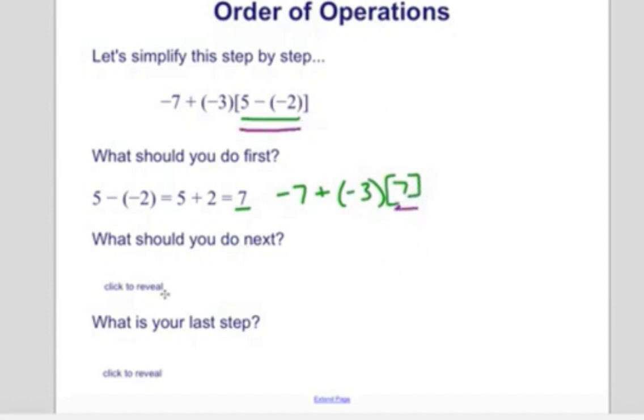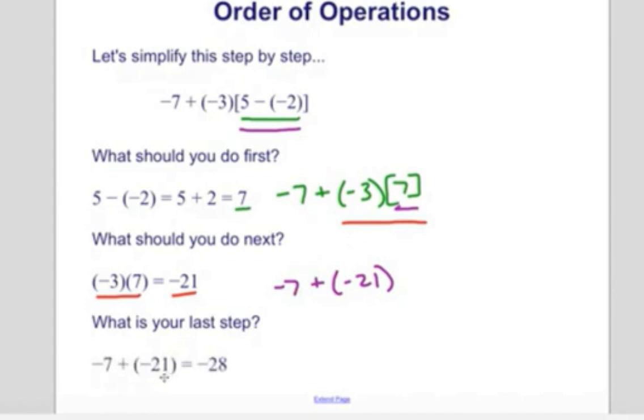So what should we do next? Well, we have addition and multiplication, so we do the multiplication first. Negative 3 times 7, and that becomes negative 21. So now that leaves us with the same negative 7 is still there, plus, but now we have negative 21. Do you see how I'm putting this negative 21 inside parentheses and I left the plus sign, just so it would be a little less confusing and we don't have to deal with signs yet. But now we're at our last step, and that is addition and subtraction. So we have negative 7 plus negative 21.